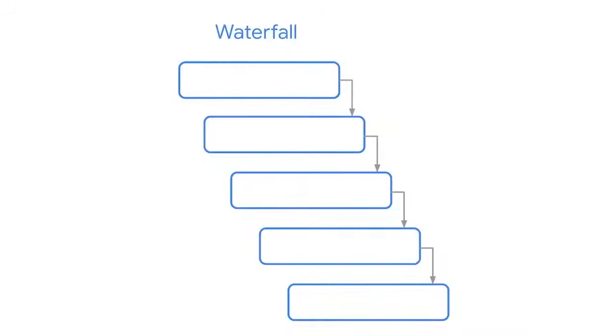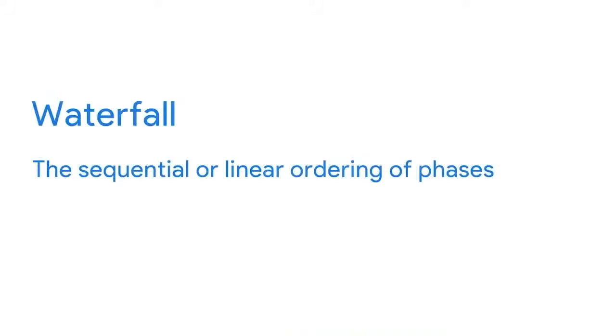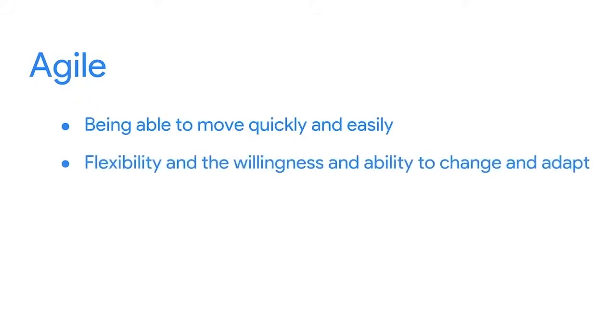To quickly review, waterfall is a popular project management methodology that refers to the sequential or linear ordering of phases. You complete one phase at a time, not proceeding to the next until it is done. Then, you move down the line, like a waterfall, starting at the top of a mountain and traveling to the bottom. The term Agile refers to being able to move quickly and easily. It also refers to flexibility and the willingness and ability to change and adapt.